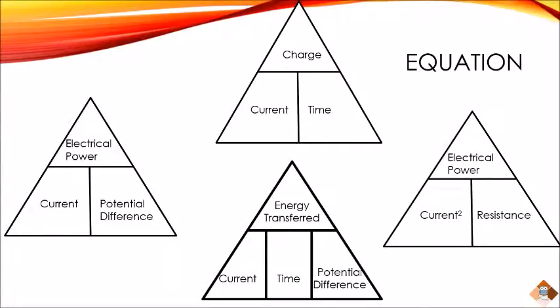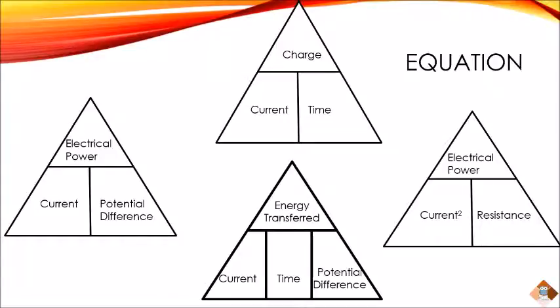There are four ways, in effect, that you can work out the current of a circuit. The first, current equals electrical power divided by potential difference. Current can also equal charge divided by time. Current can equal energy transferred divided by time times potential difference, and current can equal the square root of electrical power divided by resistance. Here we see all the equations represented in equation triangles.